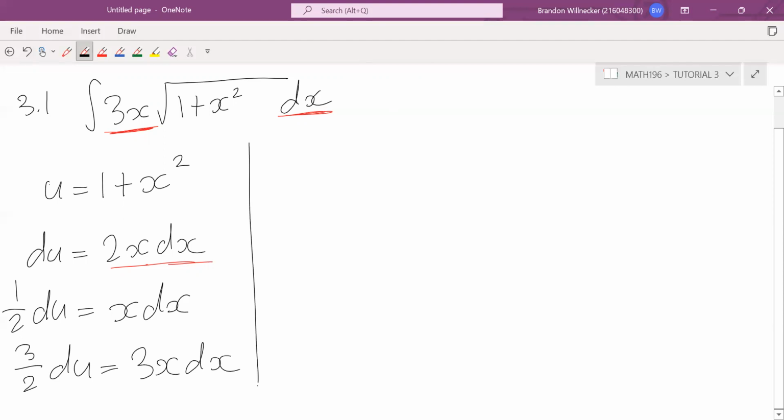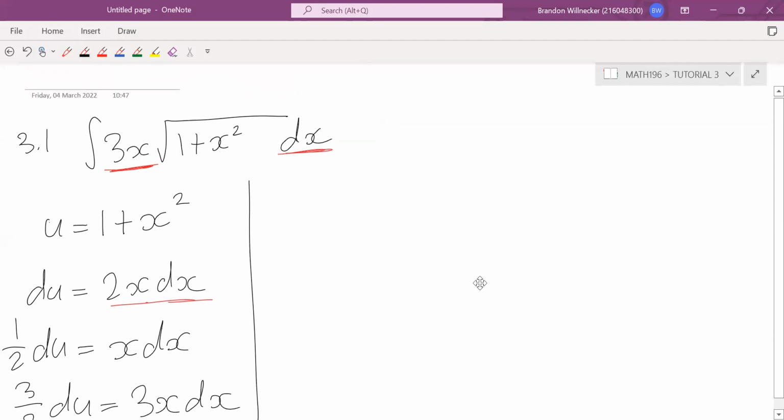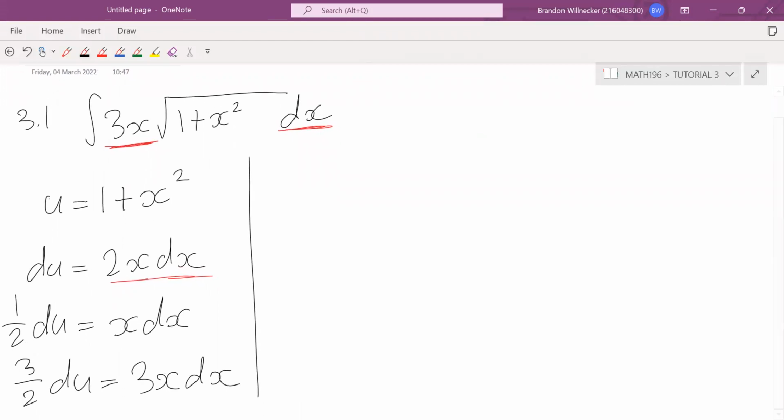Okay, so with all of that done, we can now write out a new integral in terms of u instead of x. So this will be the integral. The square root of 1 plus x squared, that's going to become the square root of u. So the square root of u. 3x dx is now going to become 3/2 du.